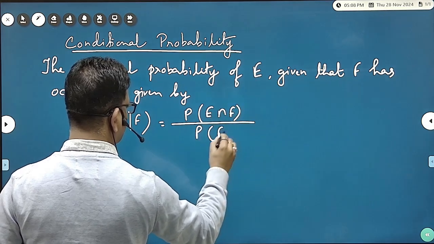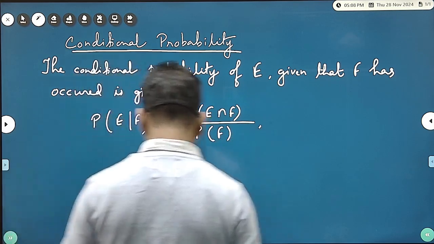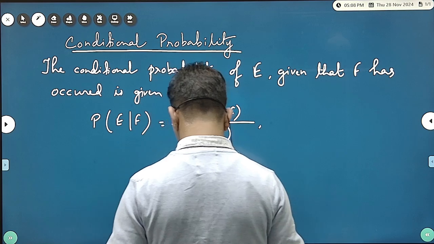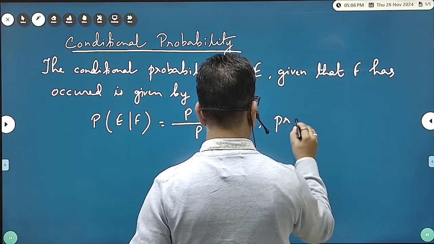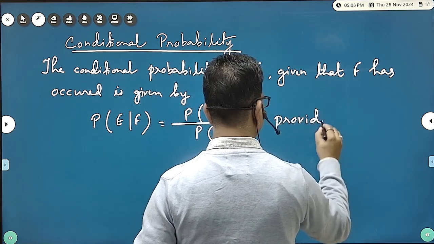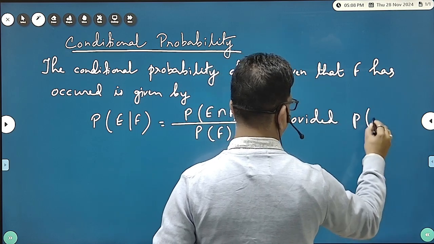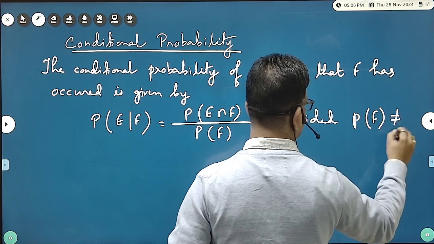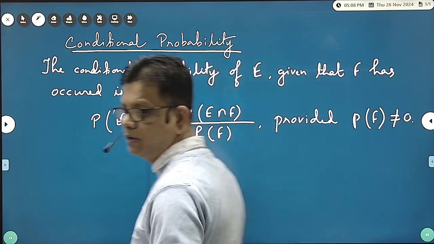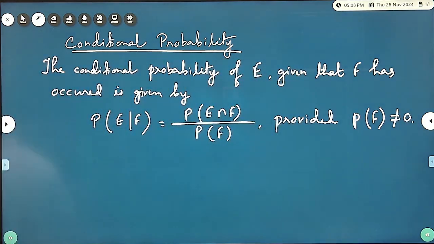Provided P of F is not equal to 0. This is a basic definition. I'm going to explain it and we are going to apply this in the questions.